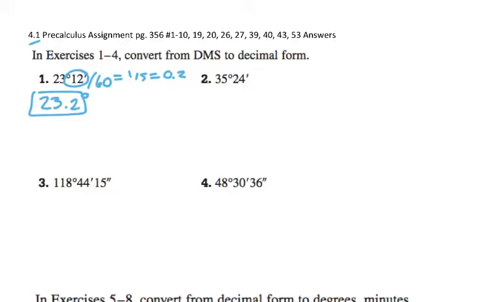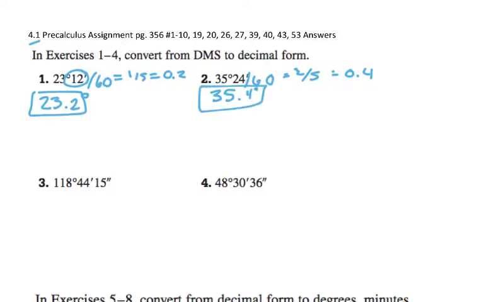Alright. Our next one is number 2. We've got 35 and 24. So 24 minutes. So again, it's going to be 35 point, and then it's 24 over 60. So 24 over 60 can be reduced. Whoops. Gotta get my calculator on here. And so it could be 2/5, but of course we want a decimal, so 2/5 is 0.4. So 35.4 degrees.